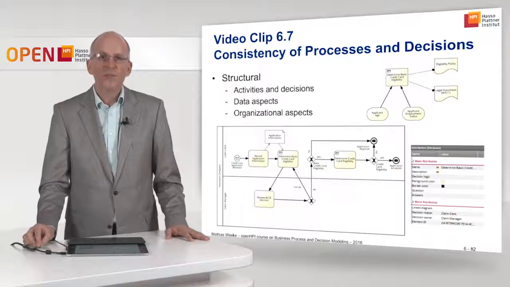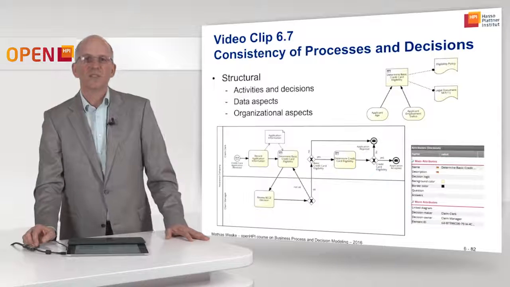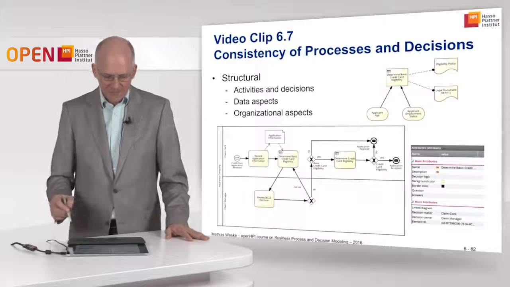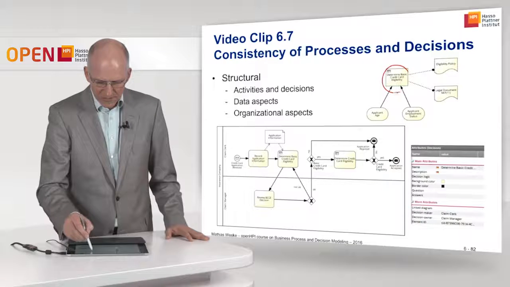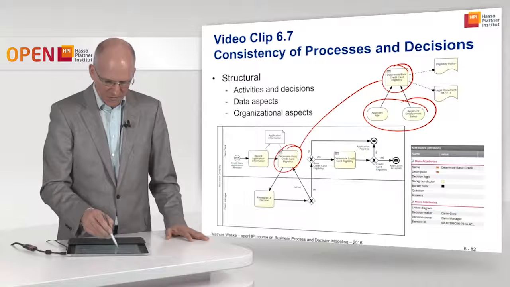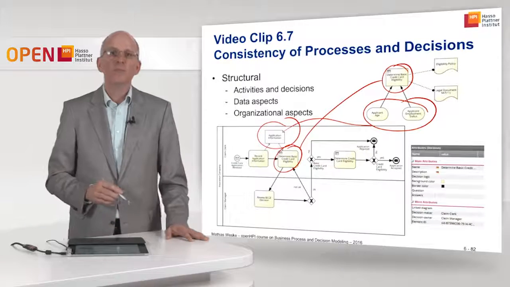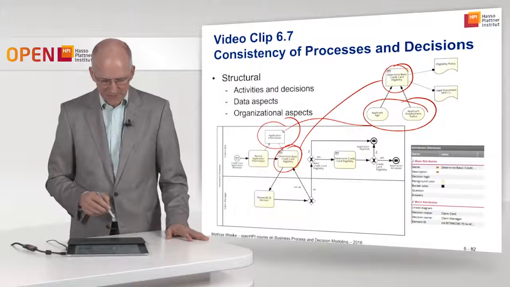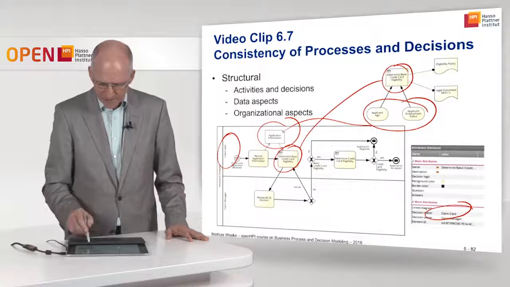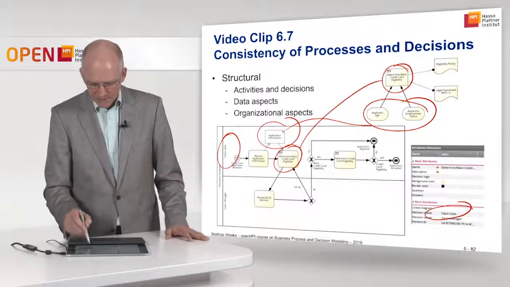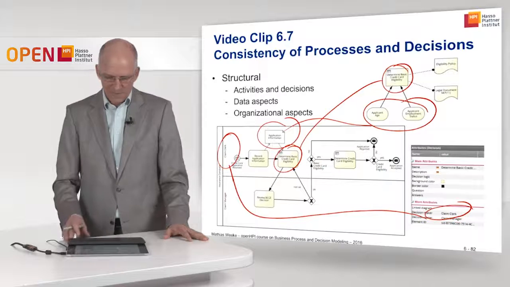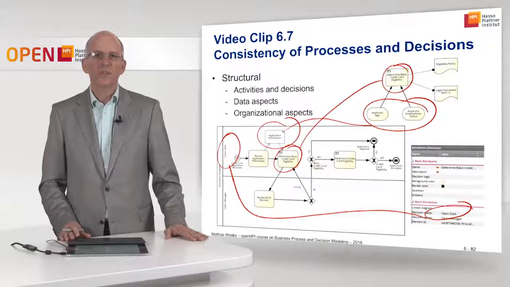This brings us to the end of video clip 6.7, in which we discussed the consistency of processes and decisions. We first looked at structural consistency between activities and decisions. We looked at data aspects of data objects and processes and input to data in decision requirements diagrams, but we also looked at organizational aspects, especially at the decision maker attribute of a decision and the respective lane indicating the organizational role responsible for taking the decision.